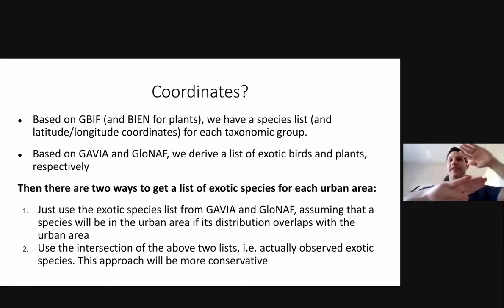So we just take those stacked distributions and say, oh, look at that, it overlaps the metropolitan boundary of Atlanta. We're going to count that species as being there. The second way we thought about it was using the intersection of these two lists. So you have to actually be observed there on GBIF, and your range map from GAVIA or GloNAF has to overlap, to confirm, yes, this species is here. We found a record for it, and it's supposed to be there. It wasn't a misidentification. GAVIA or GloNAF has it being there. And this approach will obviously be more conservative.